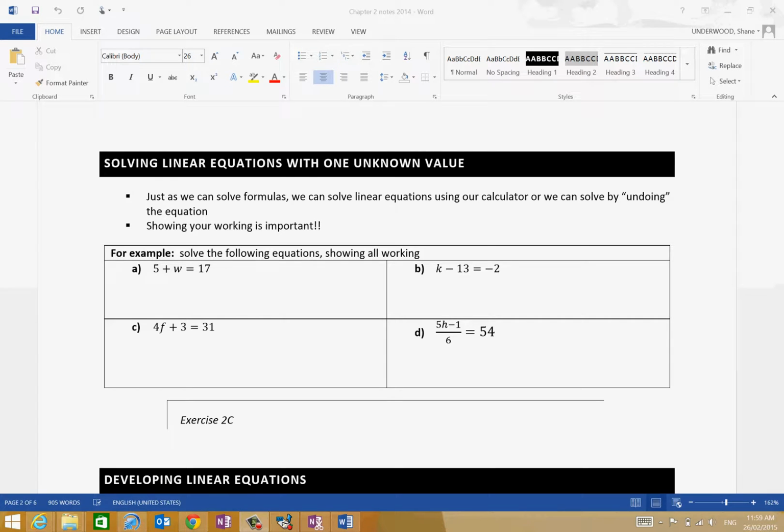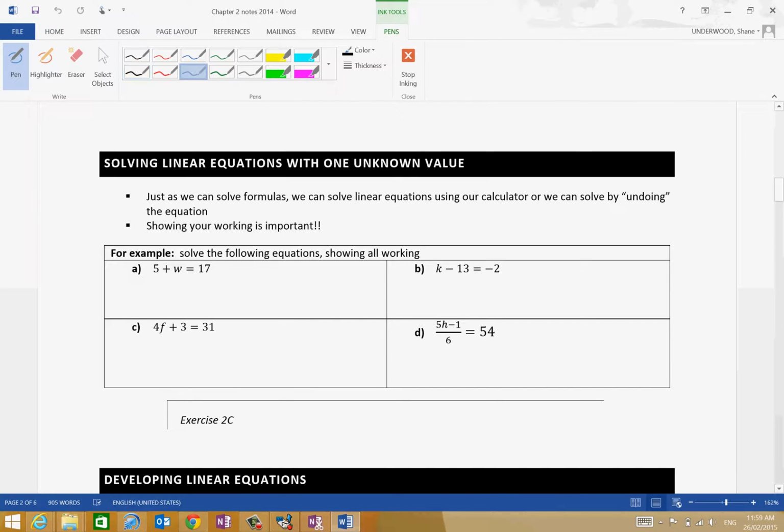Okay, now just quickly, you guys know that this stuff we can solve in a calculator. However, I would expect you to be able to do it without a calculator. Now, let's go ahead and do that. If I've got 5 plus W equals 17, you can do guess and check for these, can't you? 5 plus what equals 17? W equals 12, thank you.